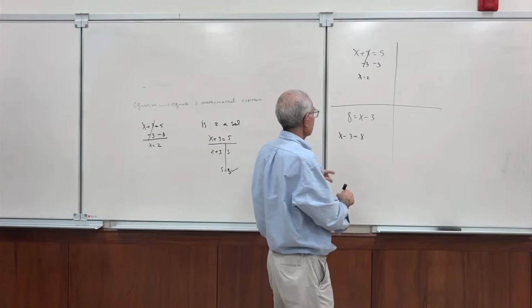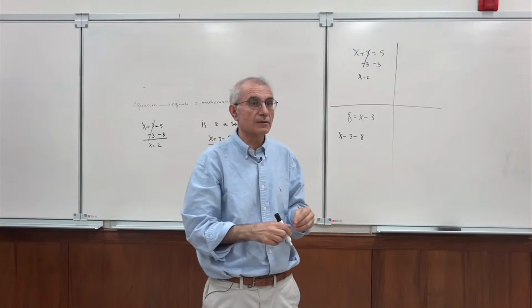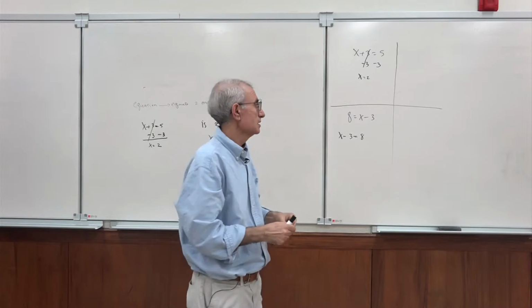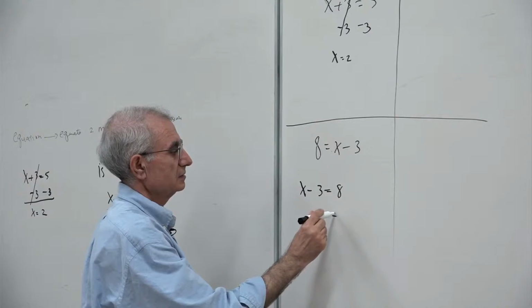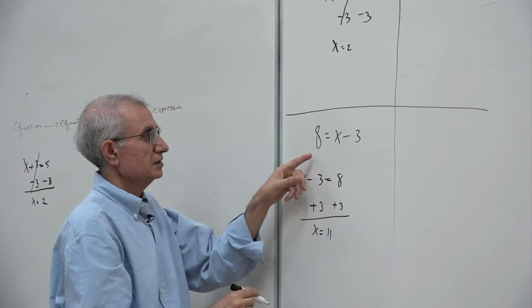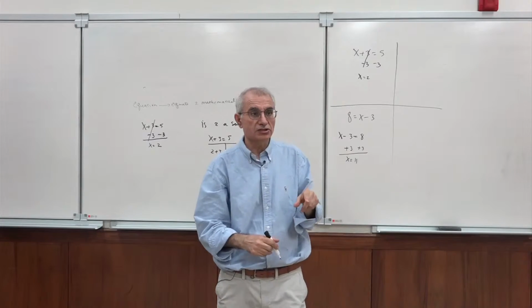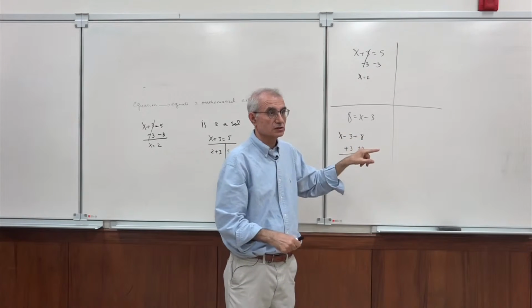Then to solve for x, I have to get rid of the negative 3. Remember, to get rid of the negative 3, I have to do the opposite operation to both sides. So I'm going to add 3 to both sides. So I get x equal to 11. One more time: 8 equal to x minus 3 is called an equation, and x equal to 11 is called the solution to this equation.